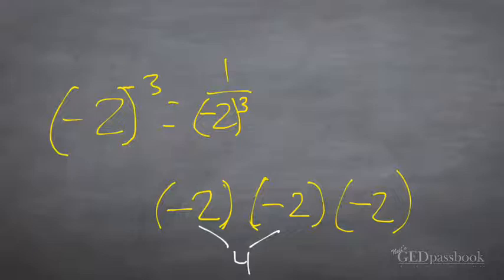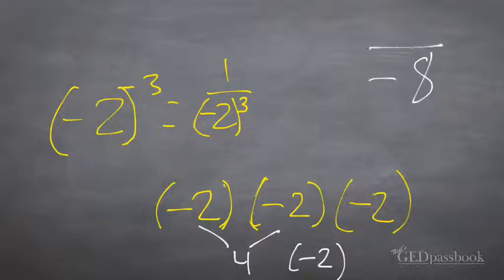So now you just ask yourself, what's 4 times negative 2? Do the operation again. What's 4 times 2? 8. What is a positive times a negative? Negative 8. The answer is negative 8, so the answer is 1 over negative 8. It's the same thing. Anything to the power of a negative is just 1 over whatever the answer is.